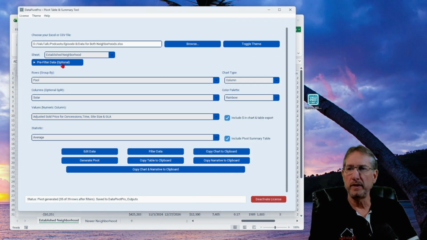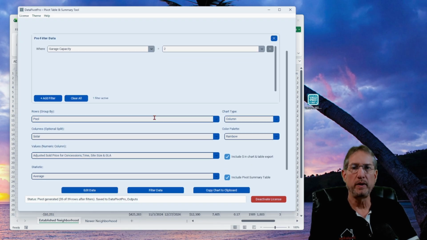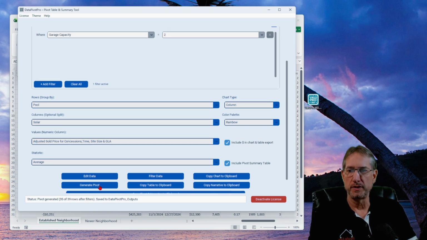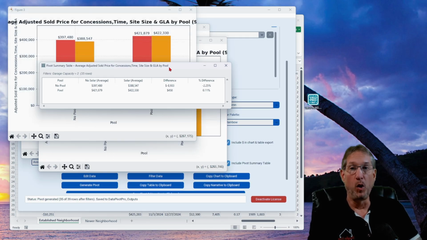Okay, so now we're going to change the comparison. This time we're going to add a filter for garage capacity. We're only going to be looking at homes with 2-car garages. So it's the same comparison, but now a different slice of the market. And for homes without pools, solar drops to negative 8,933. And for homes with pools, solar drops to about 450.